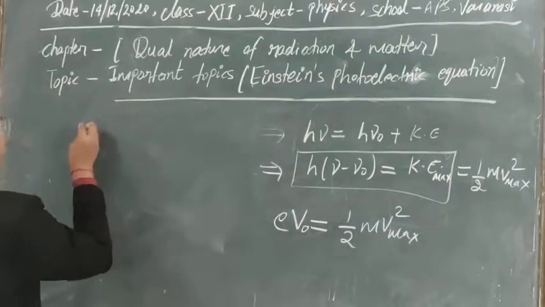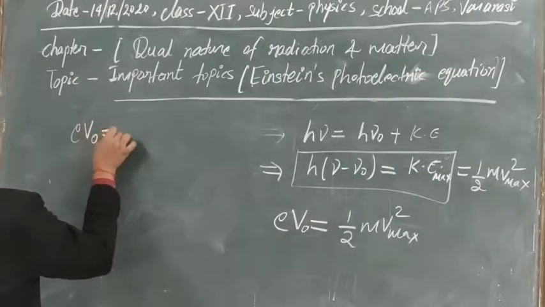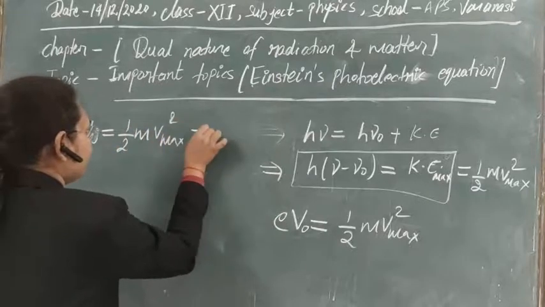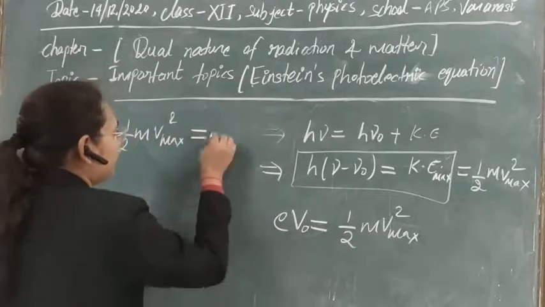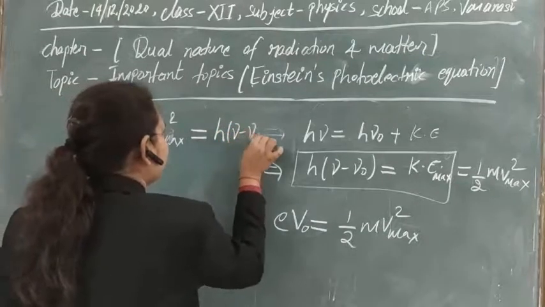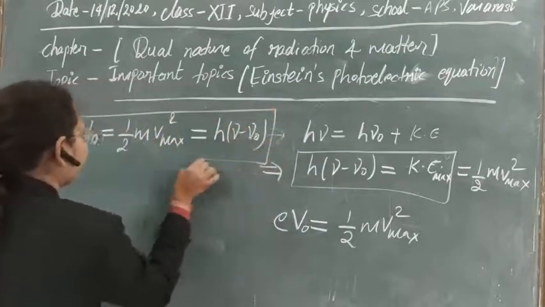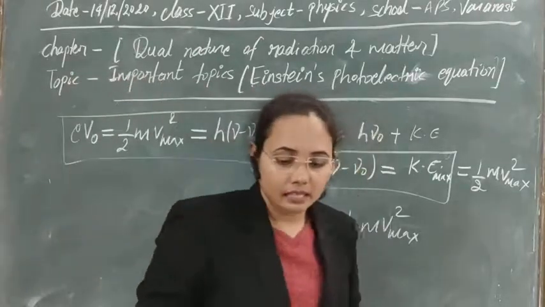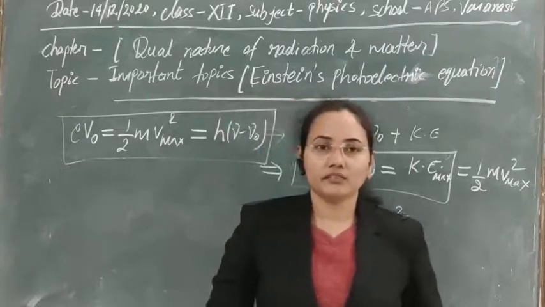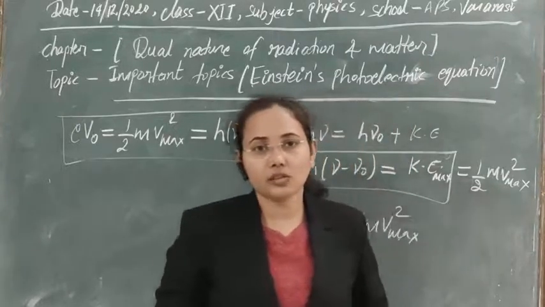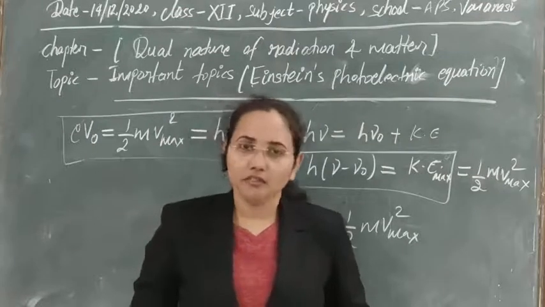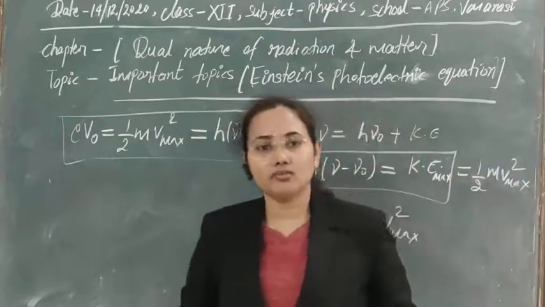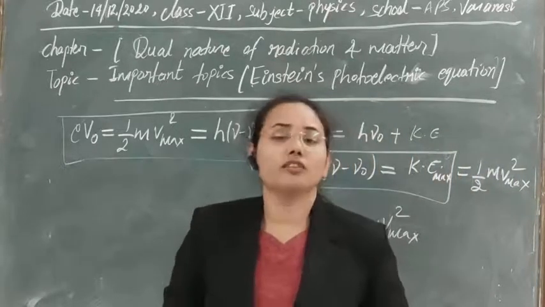So this is eV0, which is equal to half m V maximum square, meaning the maximum kinetic energy, which is equal to h nu minus h nu 0. So this is Einstein's photoelectric relation that relates the kinetic energy of ejected photoelectrons, the stopping potential, and also relates the energy of radiation and the work function. So easily with the help of this expression we can calculate all the values, and we can even easily explain the laws of photoelectric emission.